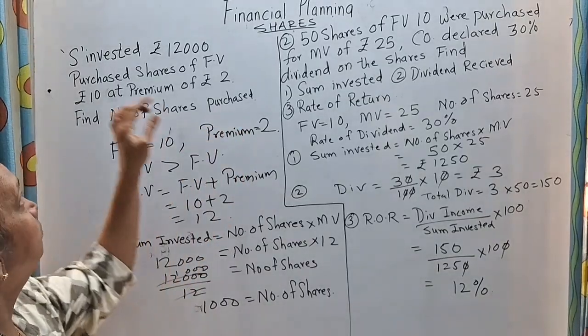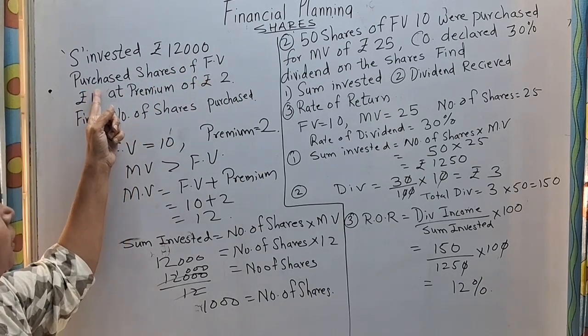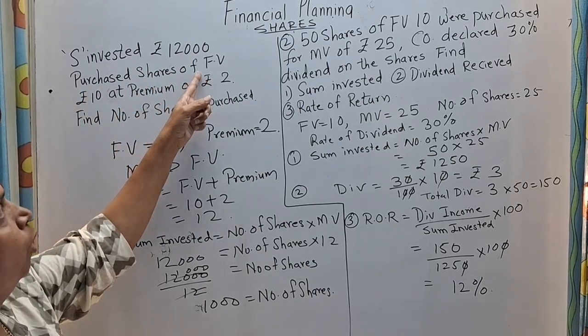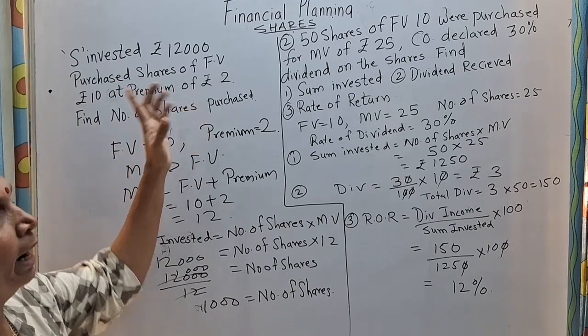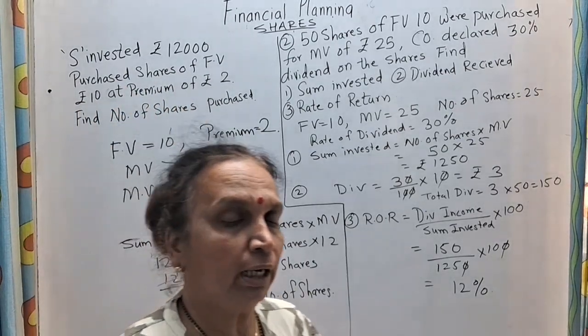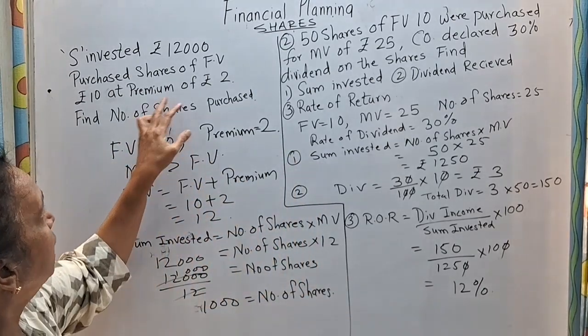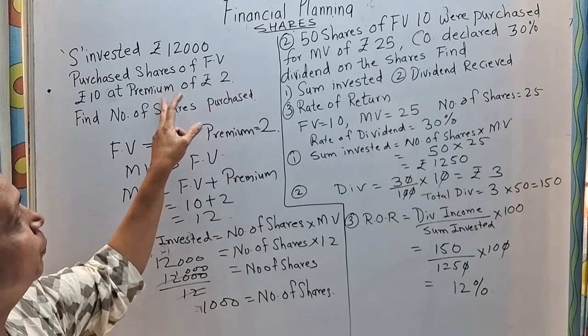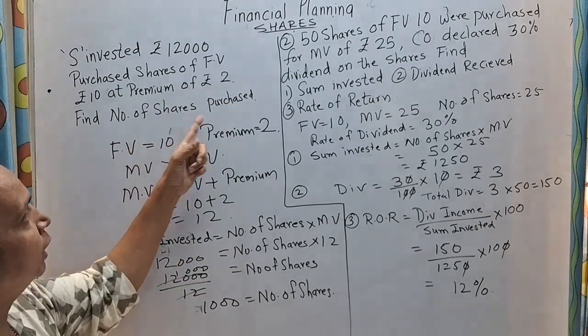Now see in this sum, S has invested rupees 12,000 and purchased shares of face value rupees 10 at premium. At premium means immediately you have to understand that the market value is greater than the face value. A premium of rupees 2. So the premium also has been mentioned, that is 2. Find the number of shares purchased.